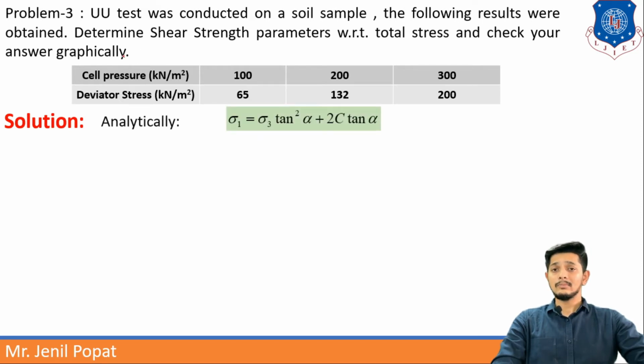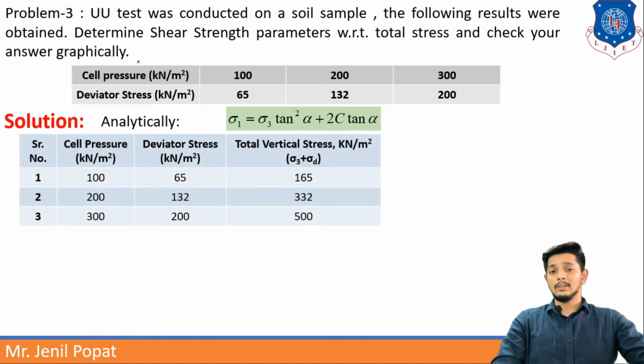Here we will use the formula sigma 1 is equal to sigma 3 tan square alpha plus 2c tan alpha. Now putting the equation in a table form. So cell pressure is 100, deviator stress is 65, so sigma 1 will be 165 for the first case. For the second case it will be 332, third case it will be 500. So this is how we can plot a table also.